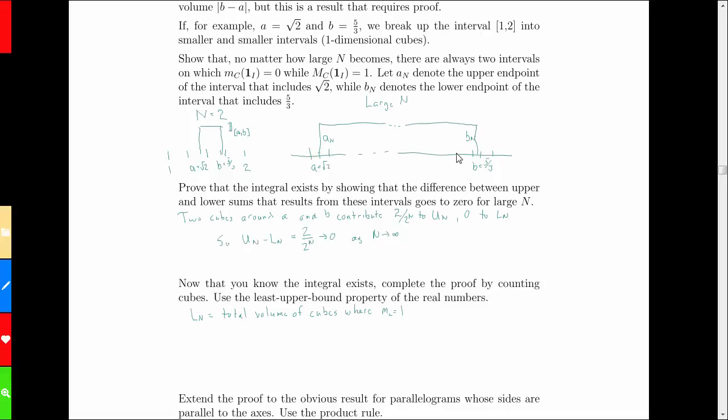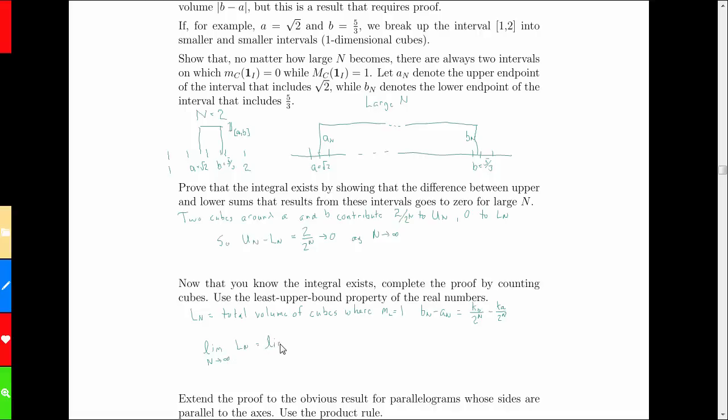The total volume of those cubes is the total volume of all the cubes from a sub n to b sub m. It's b sub n minus a sub n. That's all you really have to say, though you might want to indicate that b sub n is going to be some integer over 2 to the n, while a sub n will be some other integer over 2 to the n. Let's take the limit as n approaches infinity of L sub n.